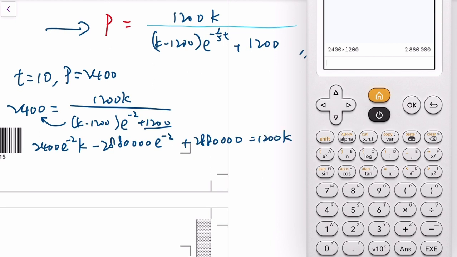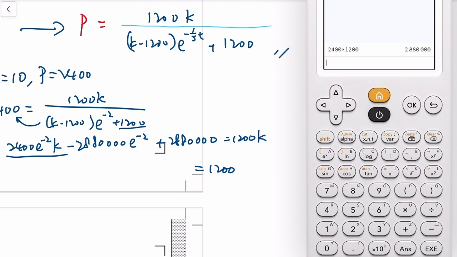1200k. So we move the k to the left. It's 1200k minus 2400 e negative 2k. Equal to the left hand side. And so we factor out the k and divide.